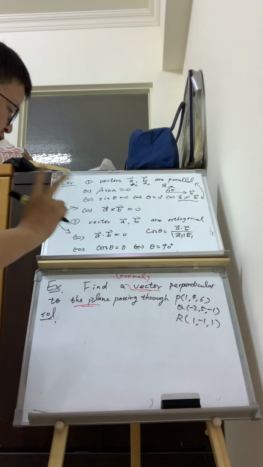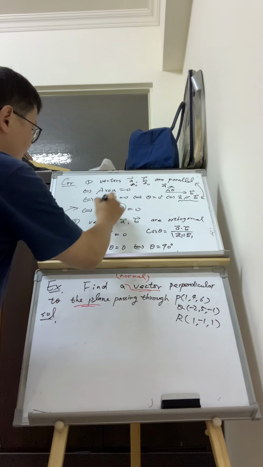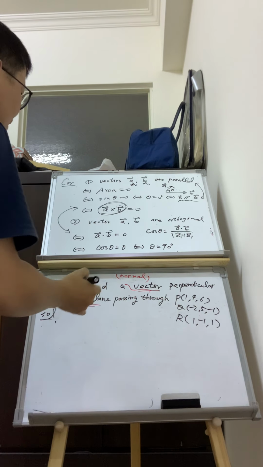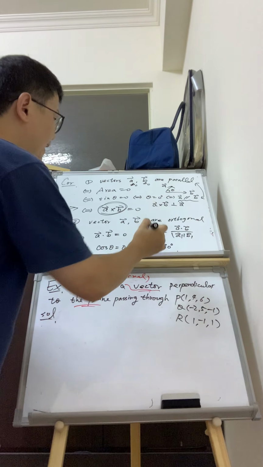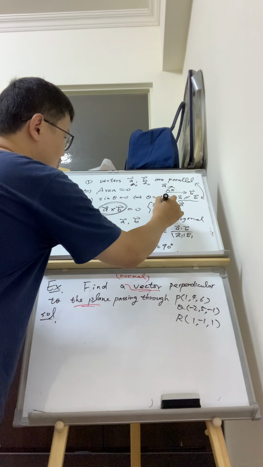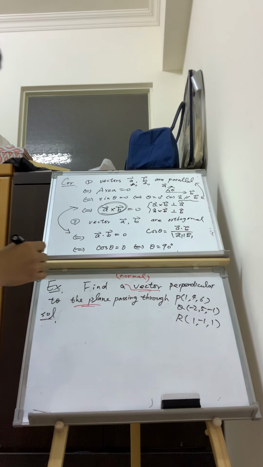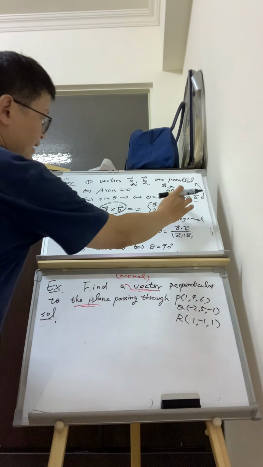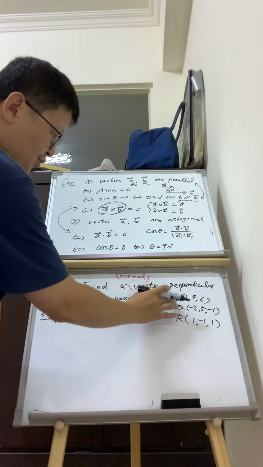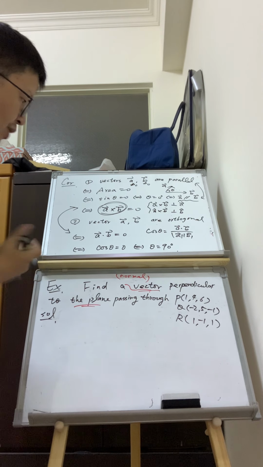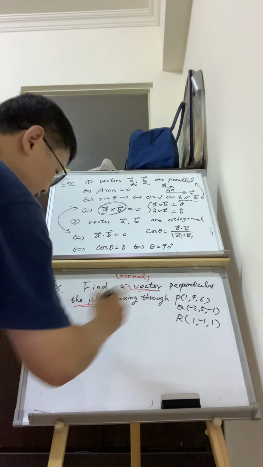As we say, if we have 2 vectors, and we consider their cross product, then the cross product is orthogonal to original vector A, and it's also orthogonal to original vector B, right? They are orthogonal, so it will be orthogonal to any vector in the plane which contains these 2 vectors. But now the plane contains 3 points, not 2 vectors. So what can we do?